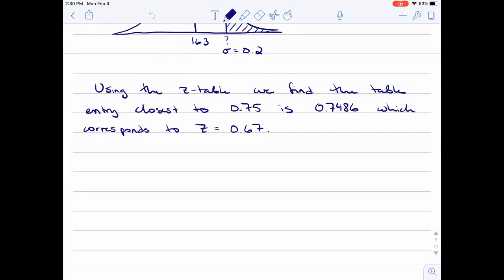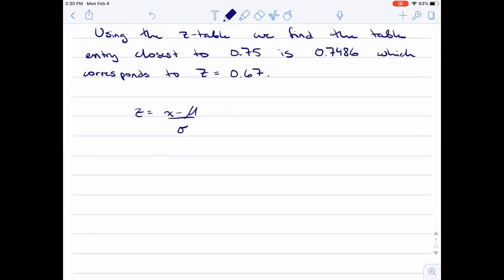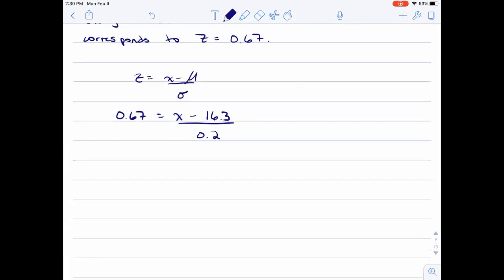So now we have our Z score. And so now we know Z is X minus mu over sigma. Z in this case is 0.67, which is X, the value we're trying to find, minus mu, which is 16.3, over sigma, which is 0.2. So 0.67 times 0.2, solving for X, right? 0.134 is X minus 16.3. Add 16.3 to both sides. I get 16.434, X.